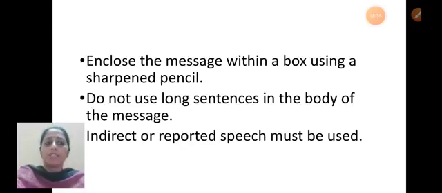Enclose the message within a box using a sharpened pencil. Don't use a pen in your exam. You will enclose the message using a sharpened pencil and a scale. Don't just randomly draw lines. It should look neat. Do not use long sentences in the body of the message. Like I told you, avoid usage of long sentences. Keep them short. Long sentences may confuse the reader.